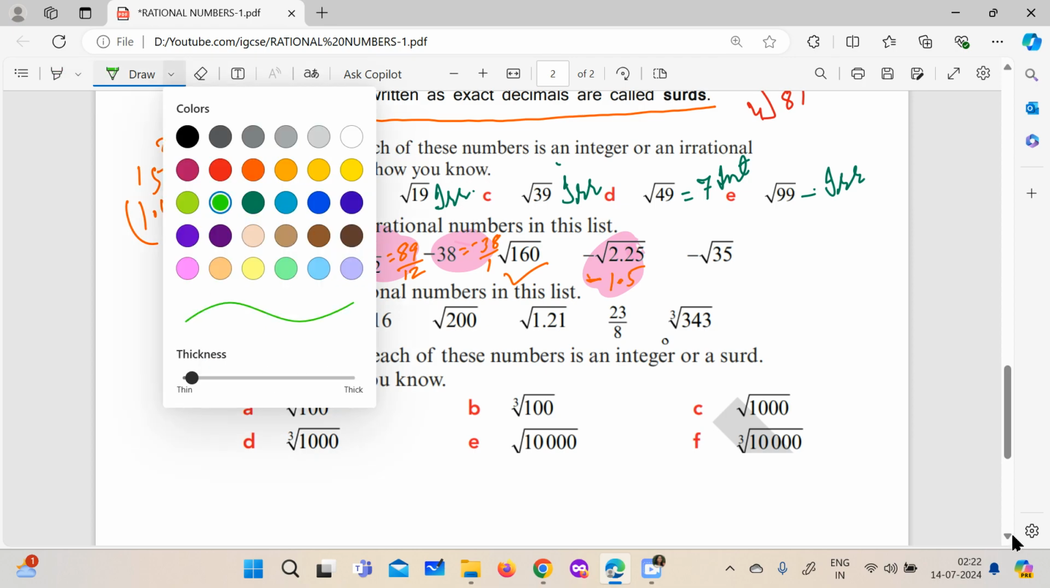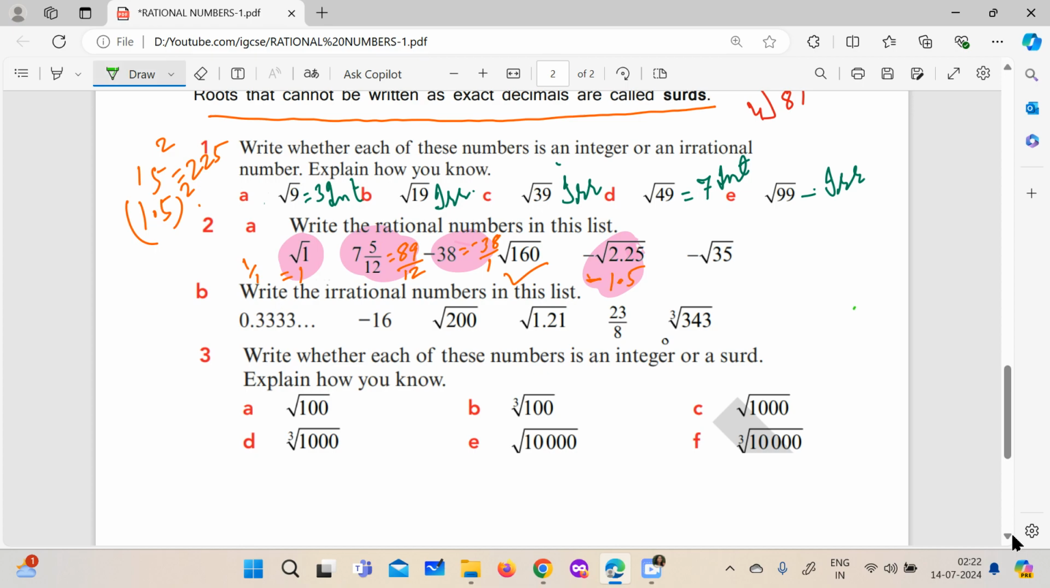Now let's move to the next question. Write the irrational numbers in this list. Now you see here 0.333. This is repeating, recurring, but you can see there is a pattern, a fixed number is repeating every time. So this is rational. Minus 16 is nothing but minus 16 over 1. So this is rational. Now you see root of 200. We cannot find the value of root of 200. So this is your irrational number.